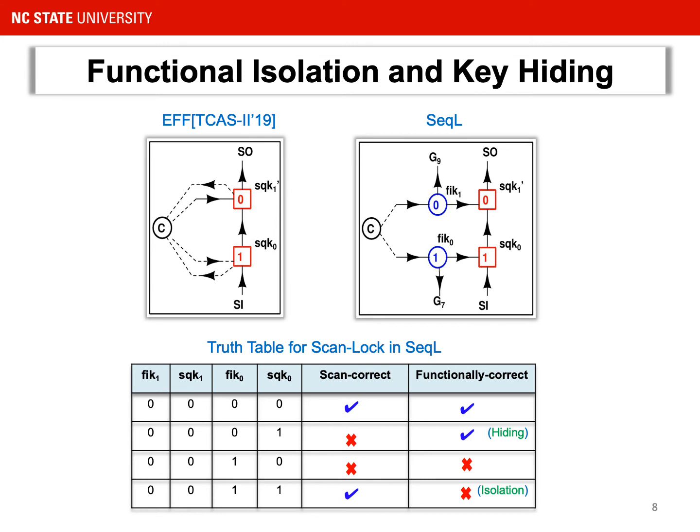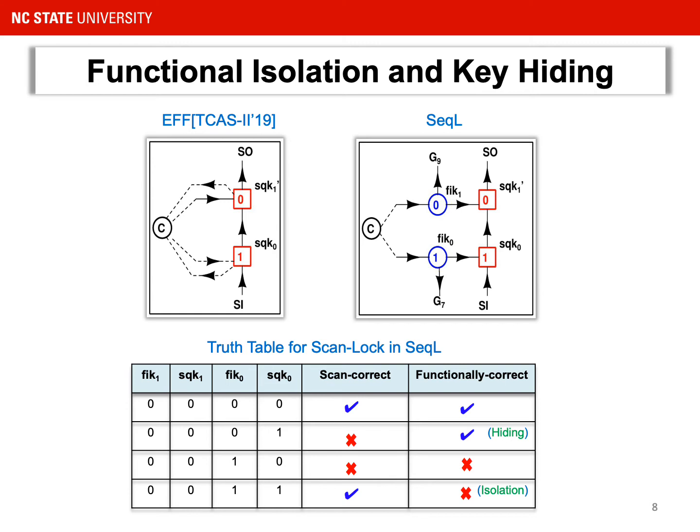SeqL has two unique properties, functional isolation and key hiding, that make it superior to EFF. Let's discuss functional isolation first. The top two graphs are abstract graphs of the circuit seen in the previous slide. The node C is an abstraction of the combinational logic. The red rectangles are abstractions of the key gates at the output of flip-flops, and the blue circles are abstractions of key gates at the input of flip-flops. In EFF, the blue circles don't exist, and the red rectangles appear both in the scan path as well as the functional path, because of which EFF is insecure. Whereas in SeqL, the red rectangles appear only in the scan path and not in the functional path, thus providing functional isolation.